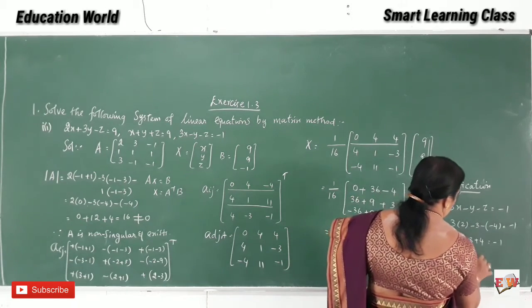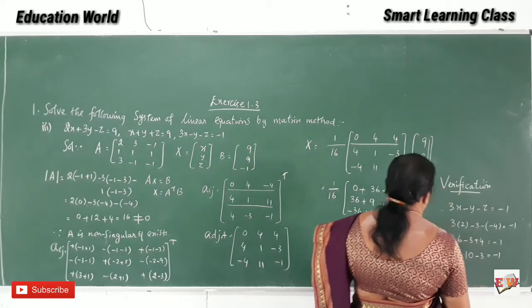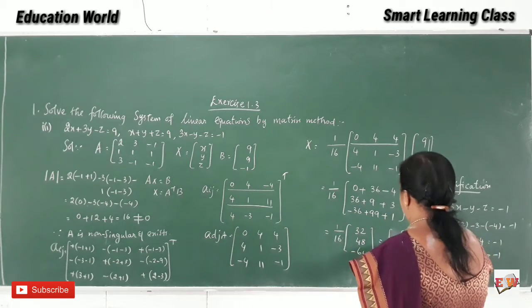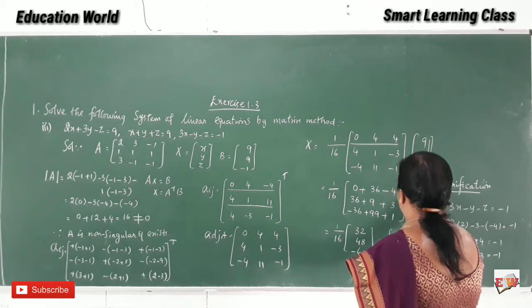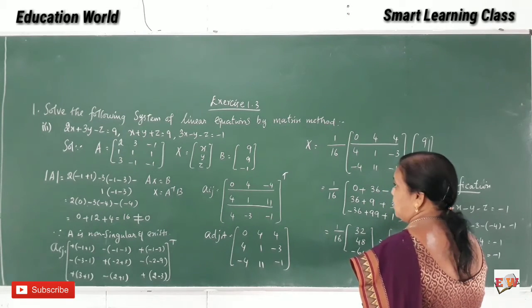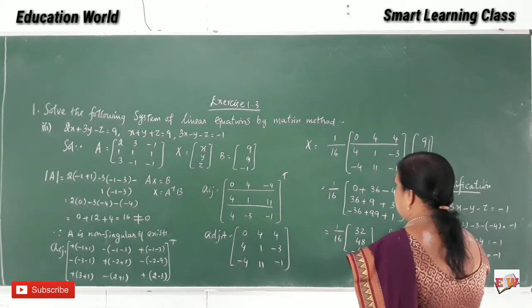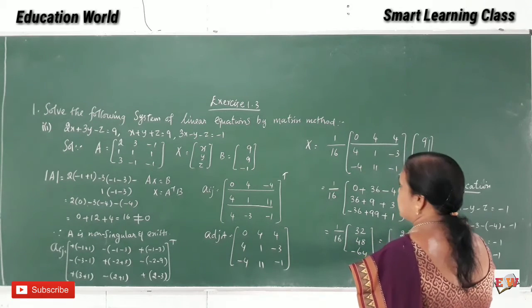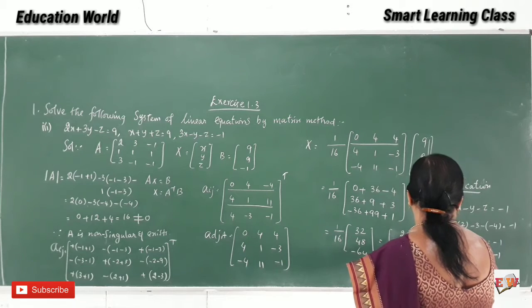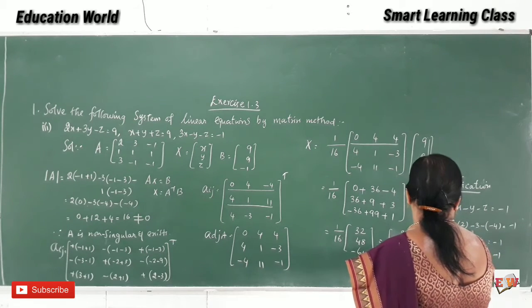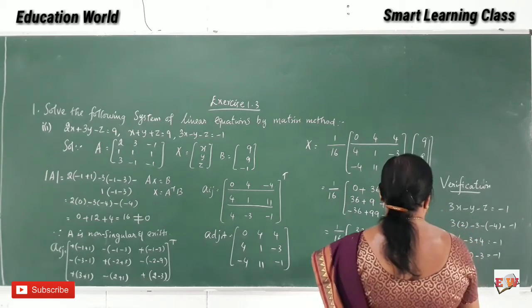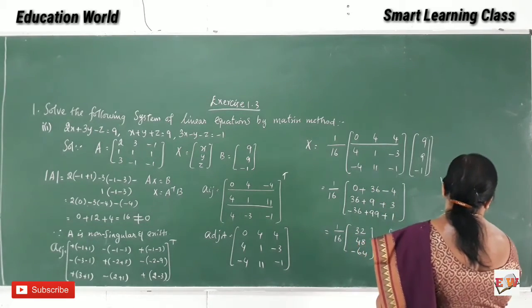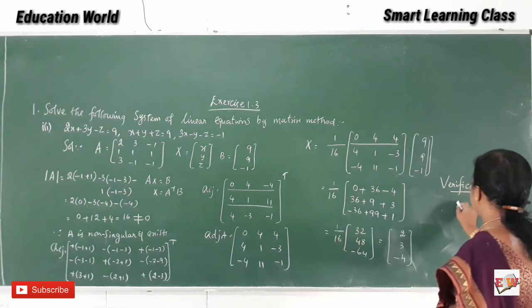10 minus 3 is 7. 2 2s are 4, 3 3s are 9. 3x minus y minus z: 3 into 2 is 6, minus 3. But this first equation, it is correct.